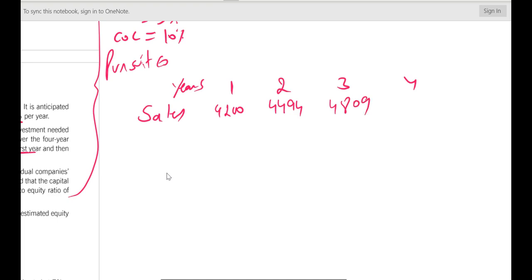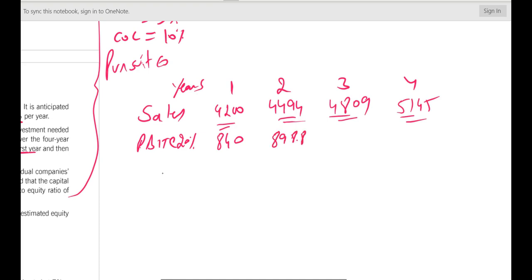4809, 5145. Okay, PBIT is 20%. 4200 into 0.2, 840. 4494 into 20%, 898.8. 4809 into 20%, 961.8. 5145 into 20%, 1029.